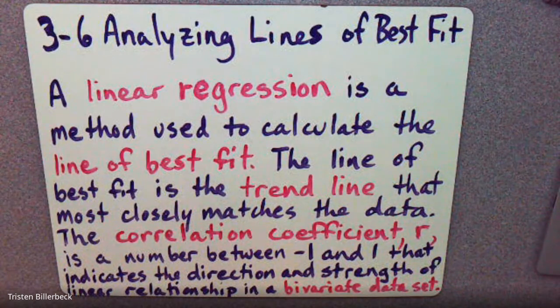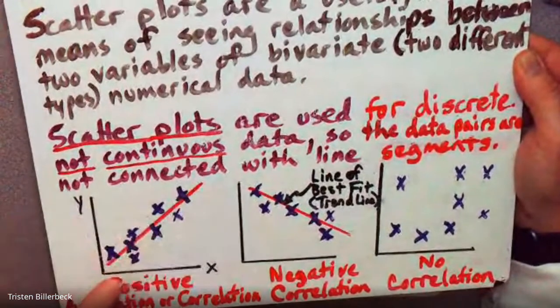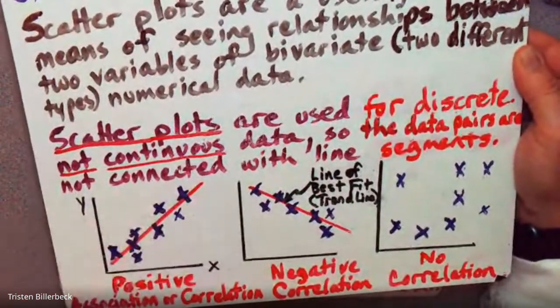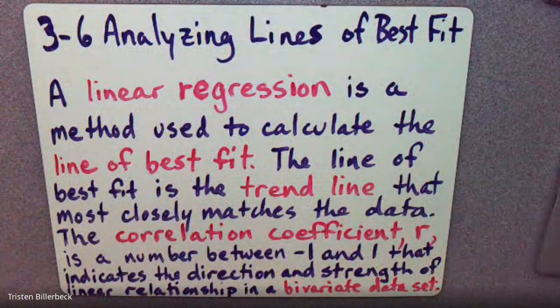So, a linear regression is a method used to calculate the line of best fit. That's kind of a scary word, but all it means is that you're going to be looking for a trend line or line of best fit to match your data, the scatter plot. Okay, so that's all linear regression does.